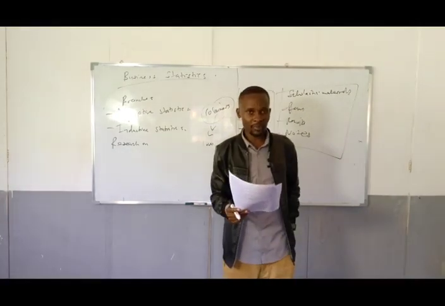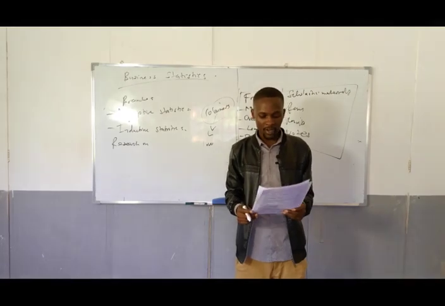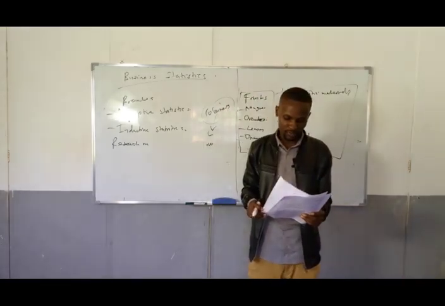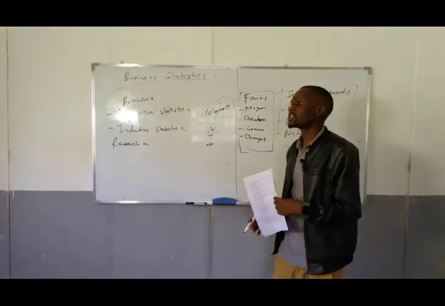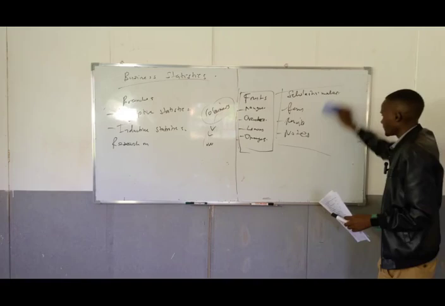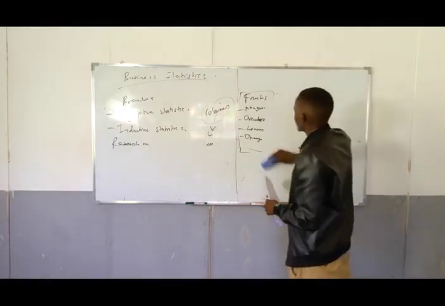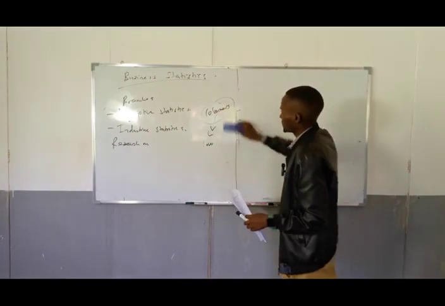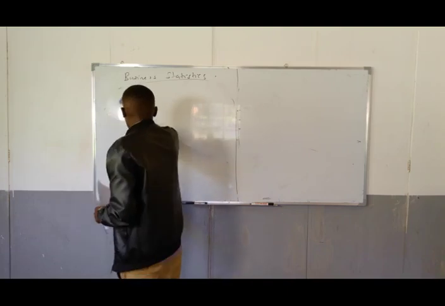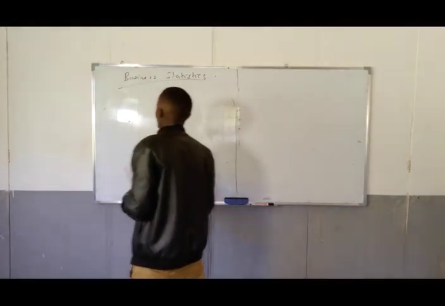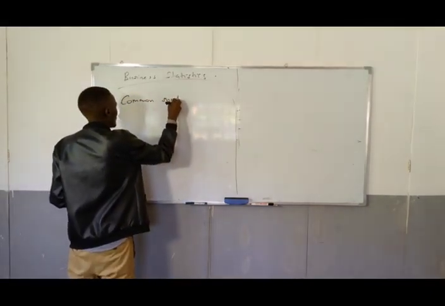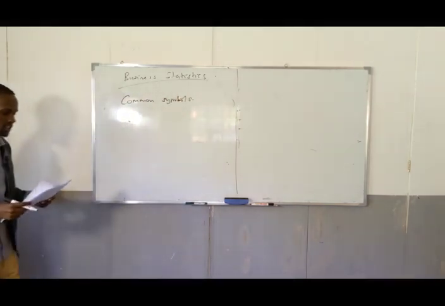Then the third part is parameters. A parameter is a measurable characteristic of a given population. Then let's go to the common symbols that we use in statistics.